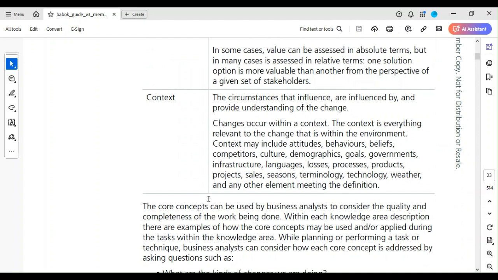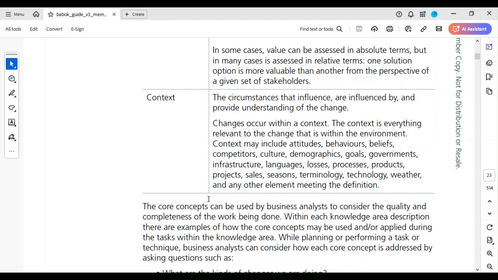Context. The circumstances that influence or are influenced by and provide understanding of the change. I love this. Changes occur within a context, within something. The context is everything relevant to the change that is within the environment. Context may include attitudes, behaviors, beliefs, competitors, culture, demographics, goals, government, infrastructure, languages, losses, processes, product, project, sales, seasons, terminologies, technology, weather, and any other element meeting the definition of context.